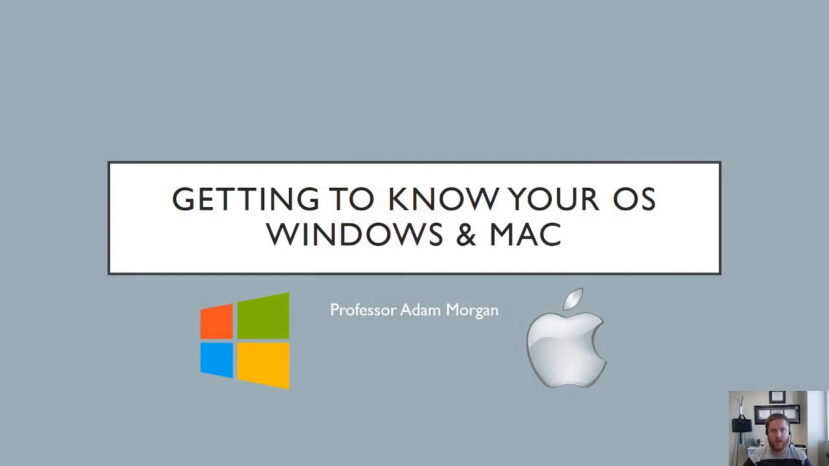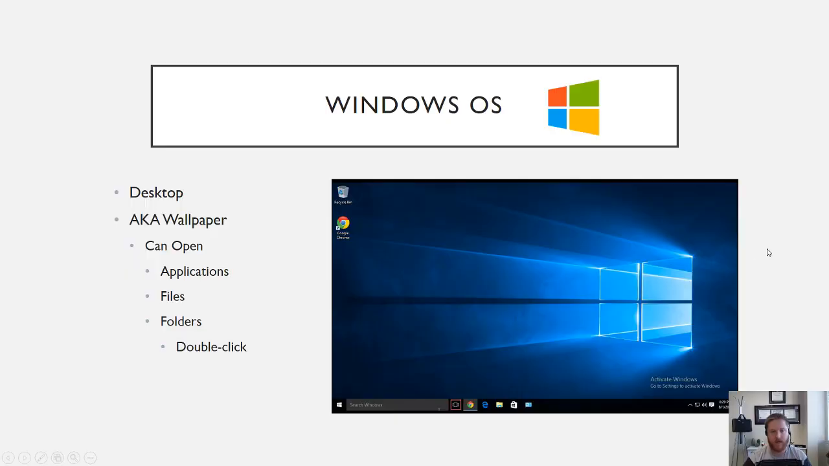In this computer fundamentals tutorial, I'm going to be going over getting to know your operating system. And the operating systems that I'll be discussing here are Windows and Mac. Let's get started. So first I'm going to go into Windows and we're going to cover the Windows desktop. And this is the screen that you'll see when you sign into your Windows computer. It's also called your wallpaper.